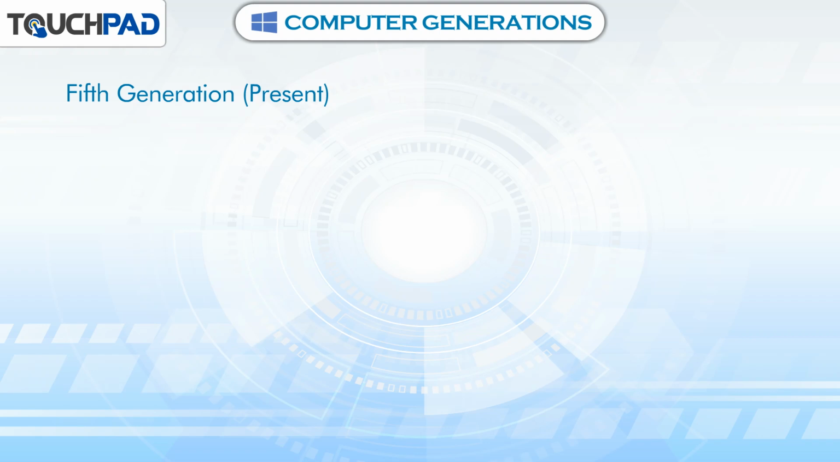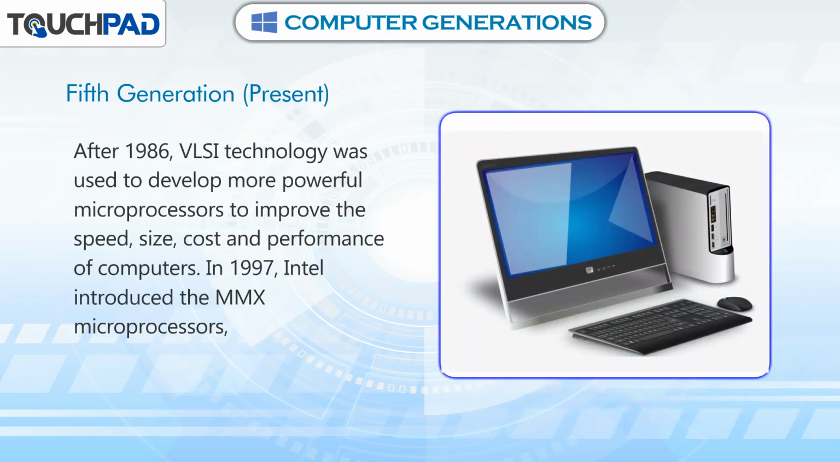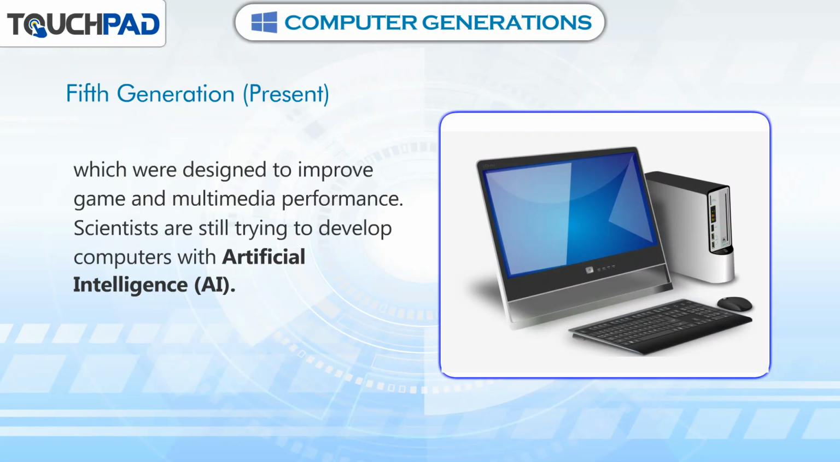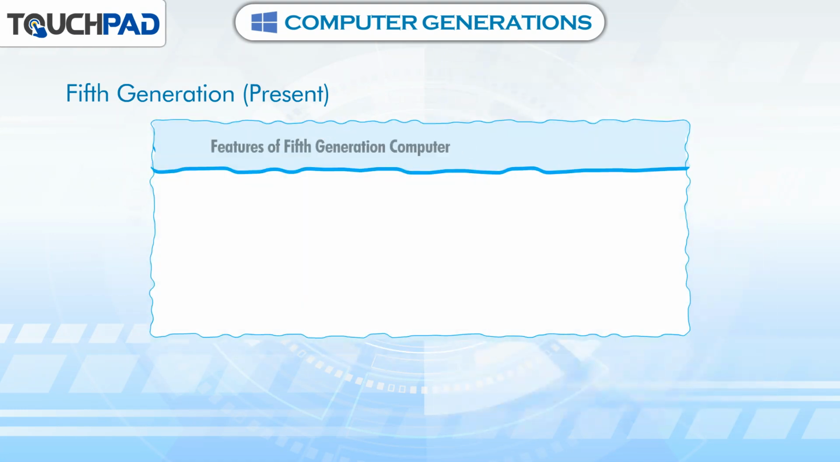Fifth generation, present. After 1986, VLSI technology was used to develop more powerful microprocessors to improve the speed, size, cost and performance of computers. In 1997, Intel introduced the MMX microprocessors, which were designed to improve game and multimedia performance. Scientists are still trying to develop computers with artificial intelligence, AI.